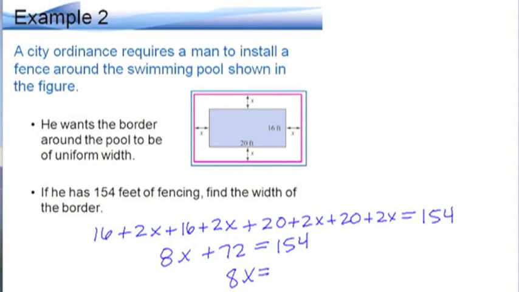What's 154 minus 72, guys? 82. And divide by 8. 10.25. All right. So we have 10.25. And what are our units here? Feet. And then we should go back and check and make sure that that works out.